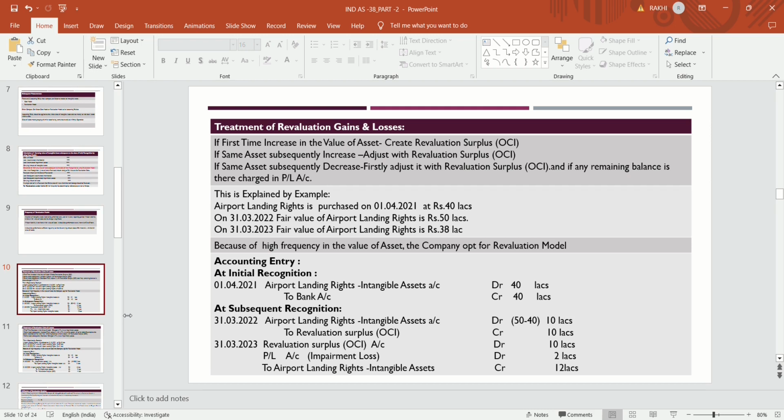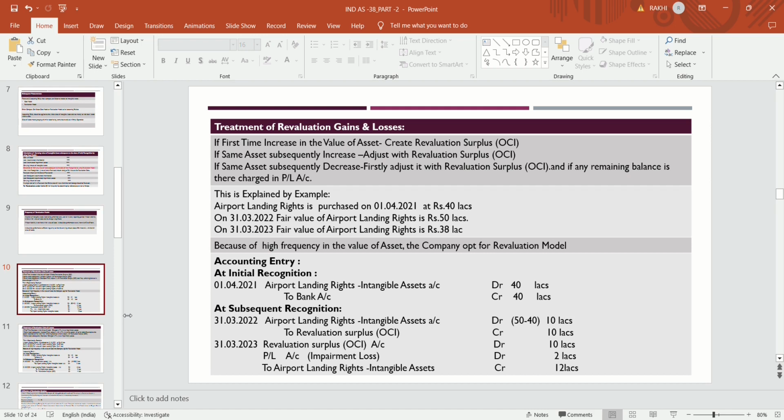Previously we had created a revaluation surplus of 10 lakhs, and we had made the intangible asset 60 lakhs. Now there is a subsequent decrease in the value of the asset by 20 lakhs. So firstly we will adjust that 10 lakhs with the revaluation surplus which we had created earlier, and the remaining 10 lakhs is to be charged to P&L. So the balance sheet is also restated, with the intangible asset at 40 lakhs. This is to be explained by example.